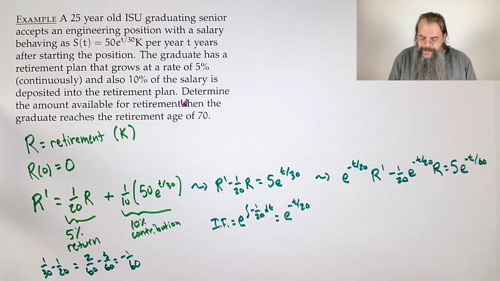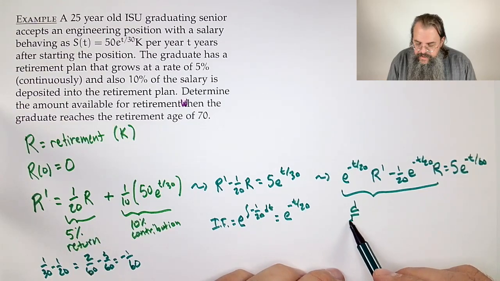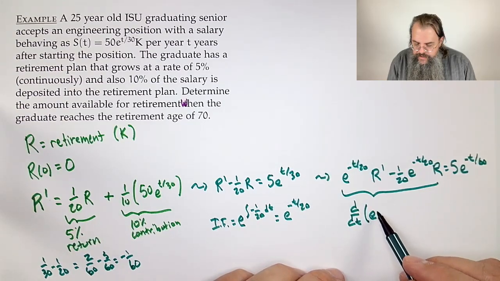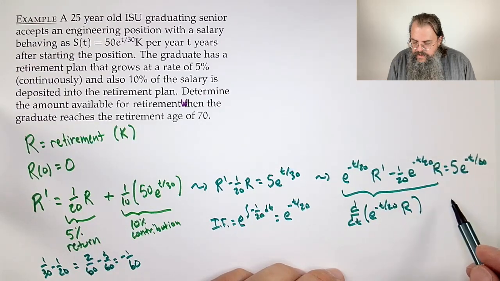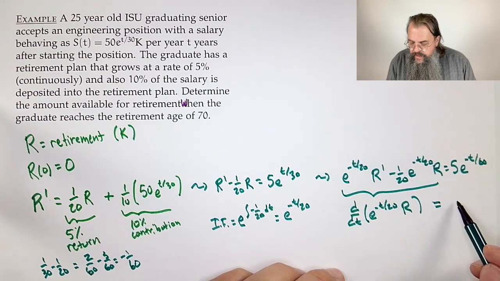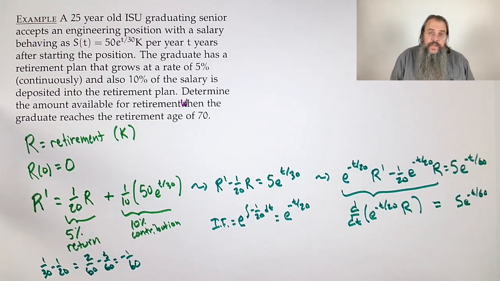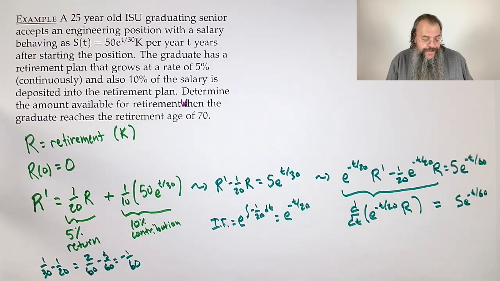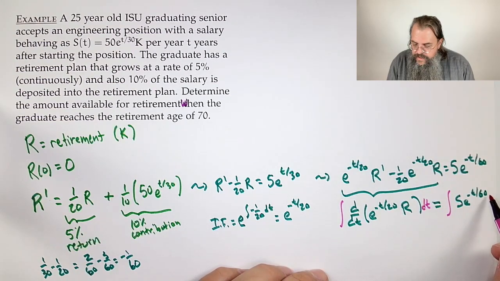All right, good. Well, we're in business because the left-hand side is something pretty straightforward: e^(-t/20) times R. And the right-hand side is not so bad. Not so bad at all. So at this stage, we turn to integrating. We integrate both sides. Integrate and integrate again.